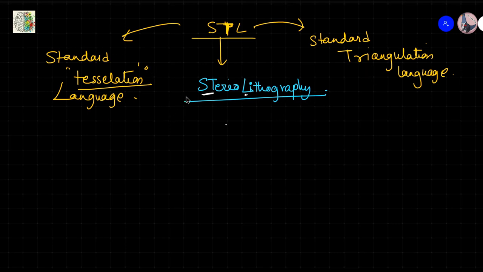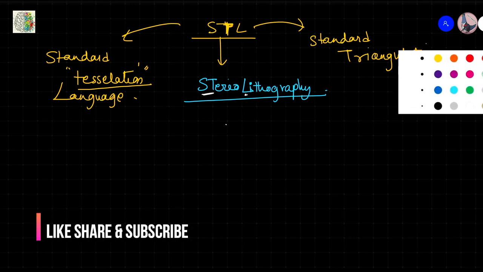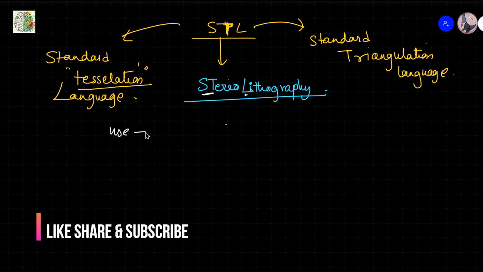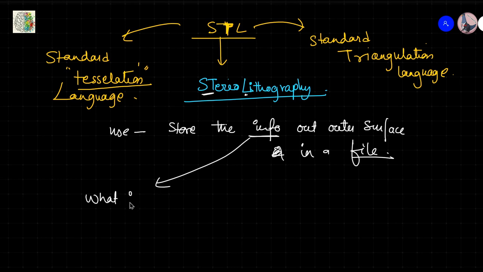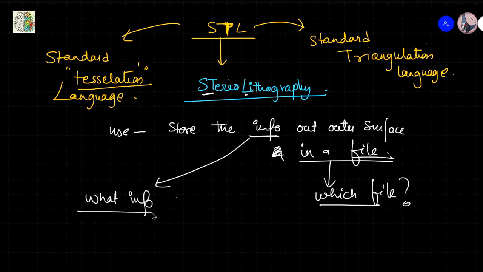Okay, now what does this stereolithography do? It will store the information. Now this was the full form only. It is used to store the info of outer surface, to store the info of outer surface in a file. Okay, now what you will get interested in: what info and which file. Now these are the two questions. To understand this, you should know that the information it is storing is of these small triangles only. Info of triangles.